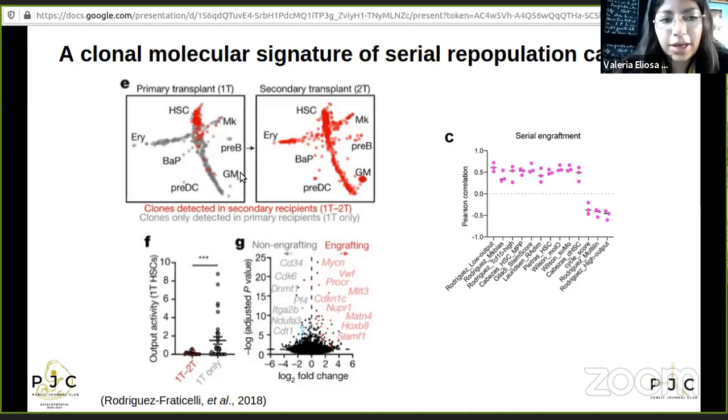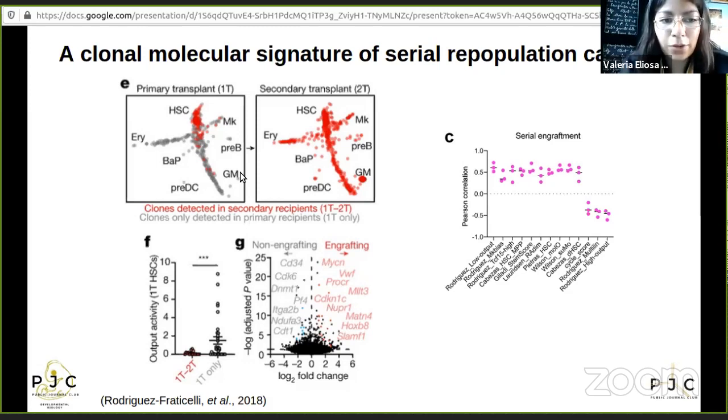And then by checking the output activity of these cells, it seemed that the cells that had successfully engrafted during the first and the second transplant were low output cells. Thus, whereas the ones that only engrafted in the first transplant had a high output activity. So this suggested that the cell history is somehow determining the repopulation potential of the cells.